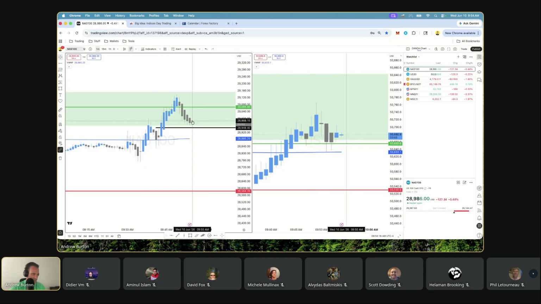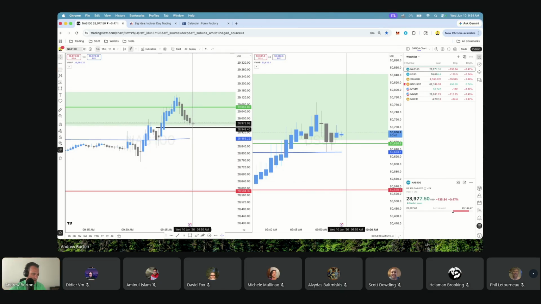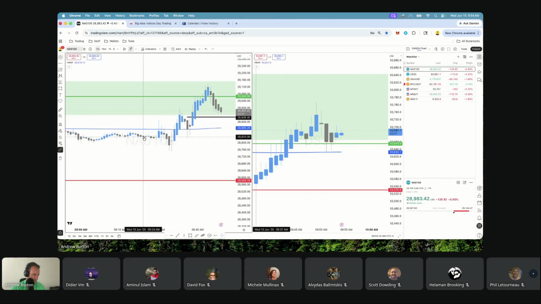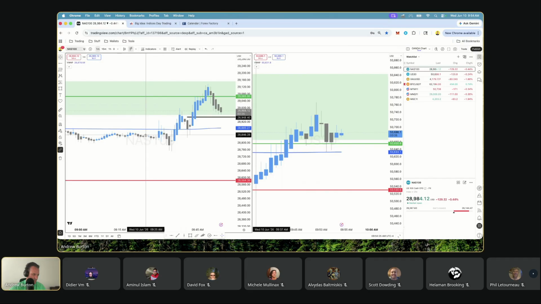So you want to wait on the Nasdaq for a neutral candle, meaning things that look like this, right? Where the body's in the middle, and then you've got wicks on either side.